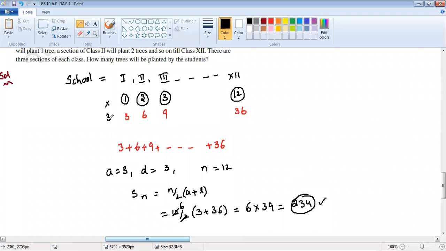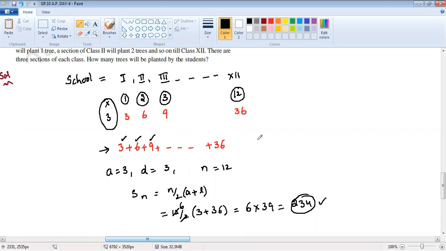Clear? People will do this, but they forget to multiply by 3. That's why this question is often asked in the board exam also. You should not forget this. The result when you multiply with 3, the result is also in AP.